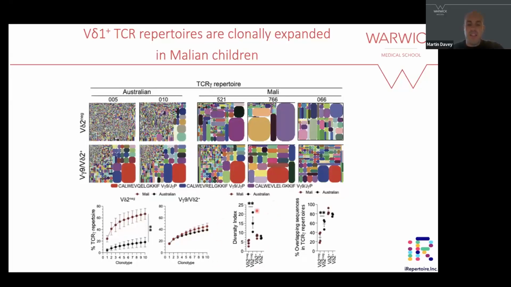And when we started looking at diversity indexes, you can see that the V delta 2 negatives were very much lower on this diversity index, whereas the Australian V delta 2 negative populations were much higher. And so although we sorted and looked at these V delta 2 negatives, what we found was the majority of them were actually V delta 1 positive cells, which was quite interesting, because there are other delta chains that could be used.